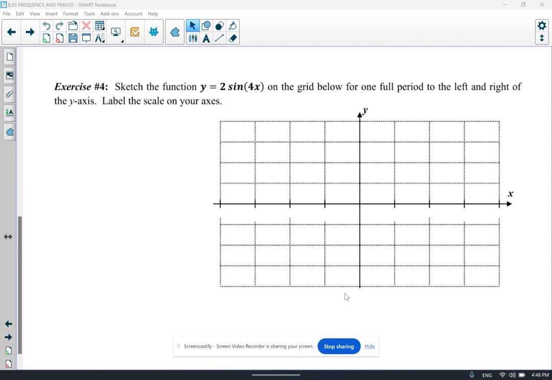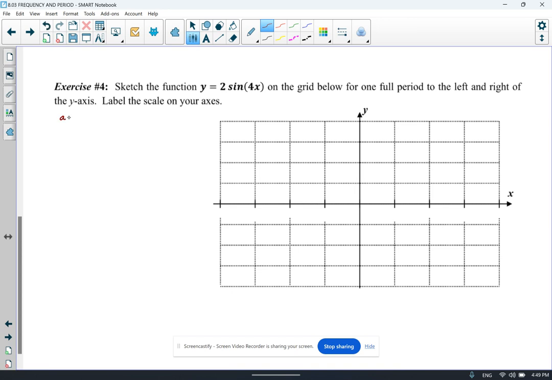So in example 4, they want you to sketch the function y equals 2 sine of 4x on the grid below for one full period to the left and right of the y-axis. So we have to graph to the left and to the right of the y-axis. So first of all, what do I notice?